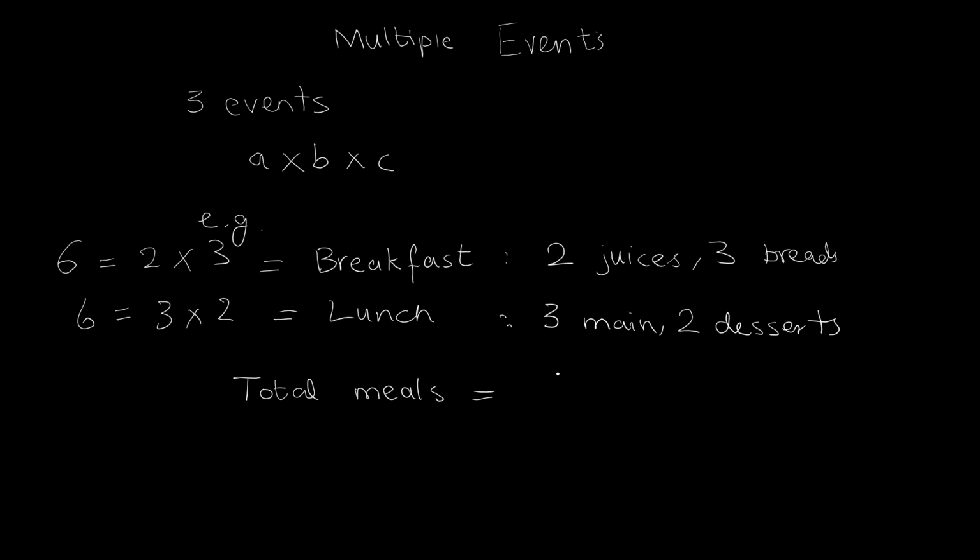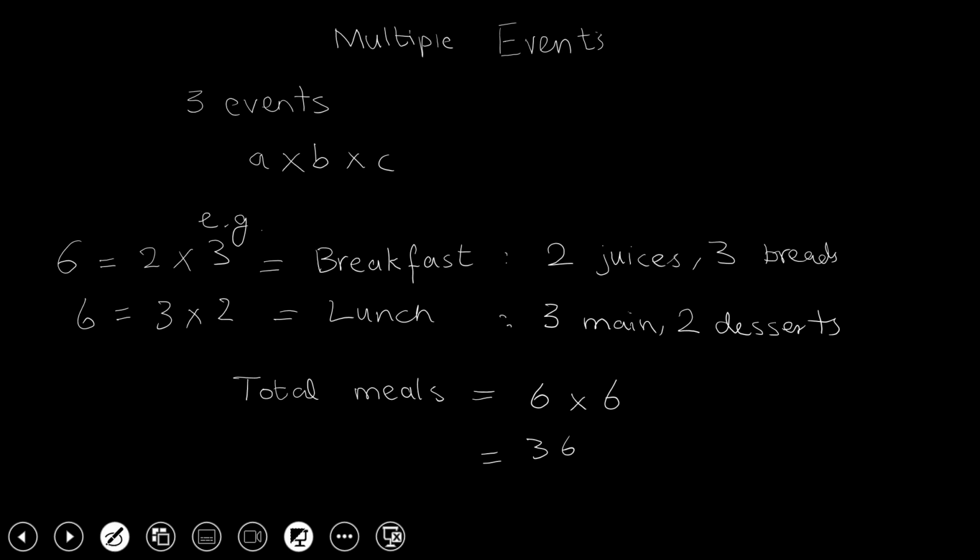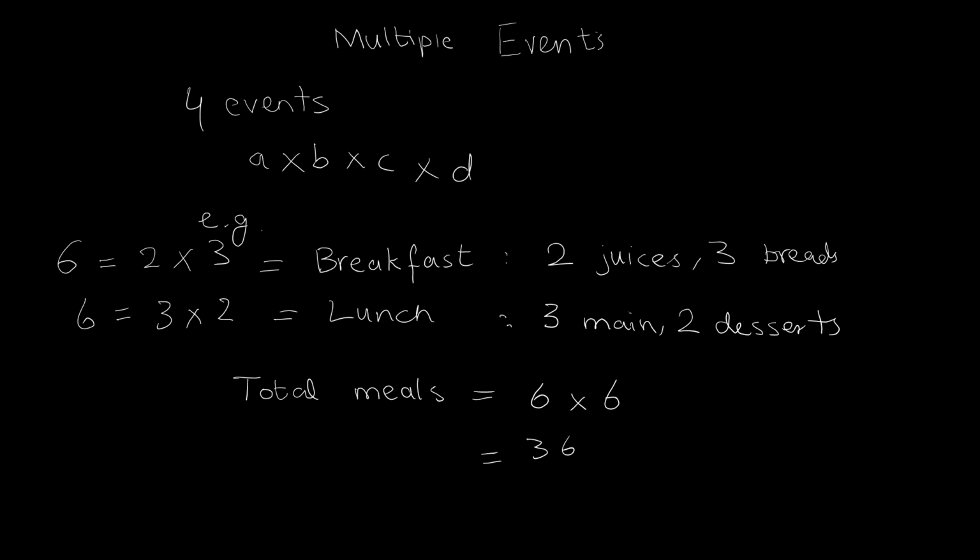is equal to the number of meals in breakfast times the number of meals in lunch. Similarly, if we have more events, for example, 4 events, we'll multiply it with the number of choices of the 4th event, and hence this can be continued for n events.